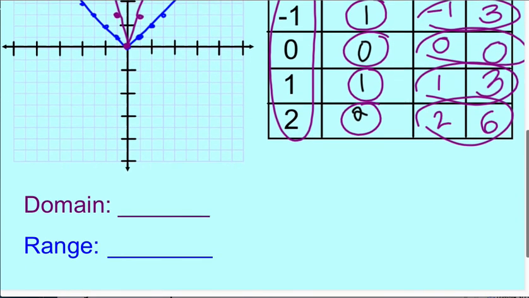Our domain, again, is the same. Negative infinity to positive infinity. But now our range, we go across our horizontal axis. Everything above y equals 0 is true. So we say the range then is y is greater than or equal to 0.